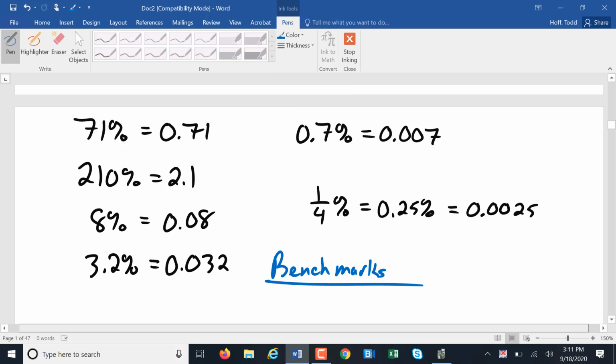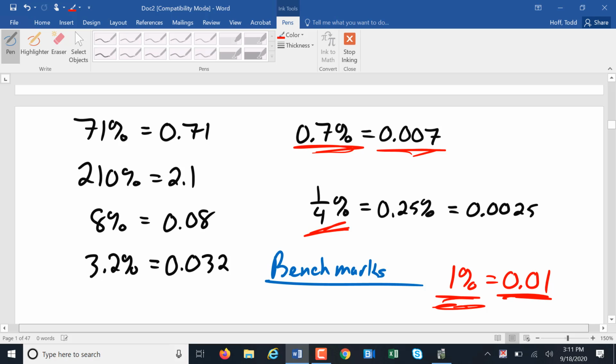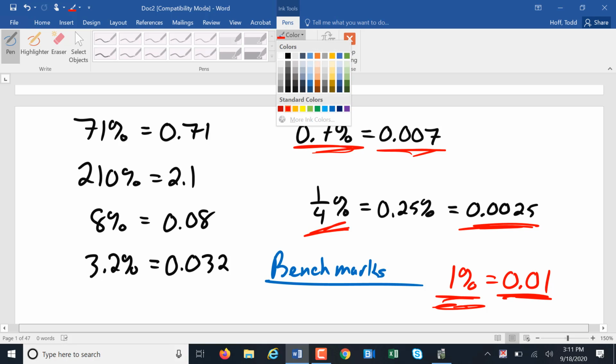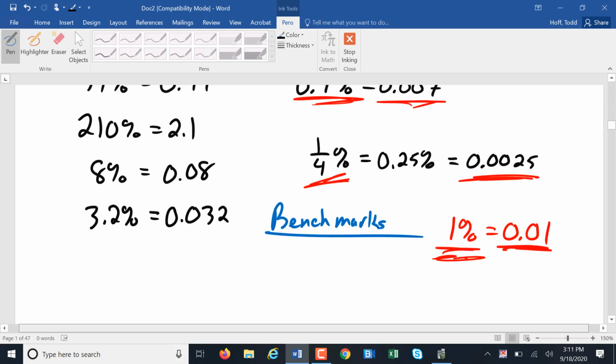I mentioned the word earlier called benchmarks. One of our common benchmarks is 1%. 1% as a rate is 0.01. 0.7% is smaller than 1%. Its decimal better be smaller than 0.01. 1/4% is smaller than 1%. Its decimal better be smaller than 0.01. So that's one thing we use. We use those benchmarks to estimate, to catch some of those mistakes.